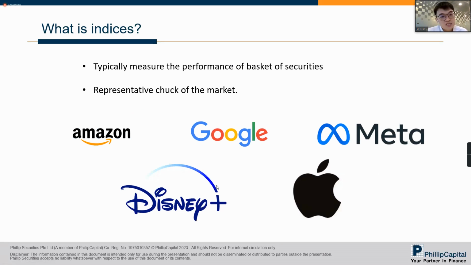Okay, so what is indices? Indices typically measure the performance of a basket of securities and are representative of the market. For example, Amazon, Google, Meta, Apple: these four shares are technology stocks in the US, listed on the Nasdaq. These four stocks will affect the Nasdaq index quite slightly. This is the indices to trade the shares on the market.